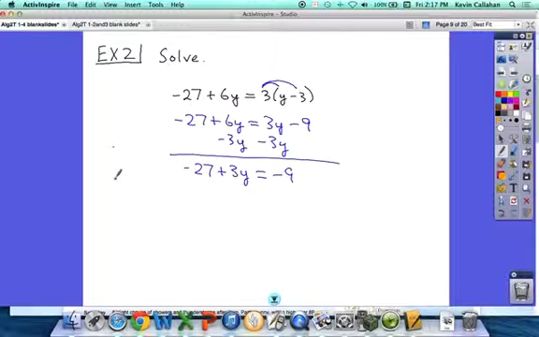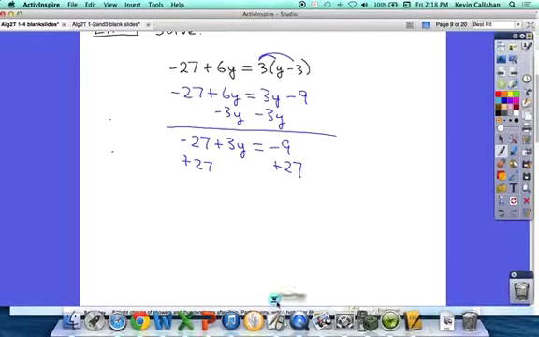Okay, get the constants onto the other side. Add 27. Last step, one step, divide by 3.